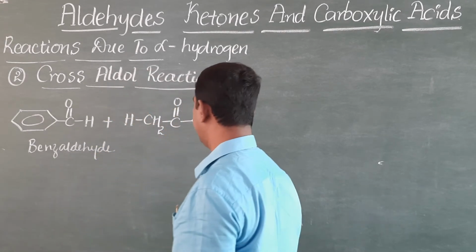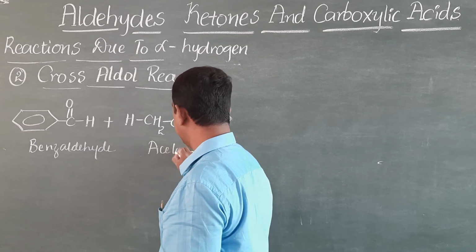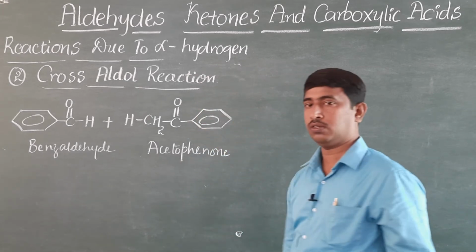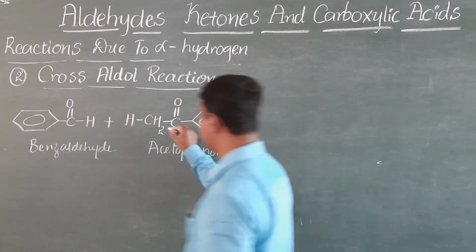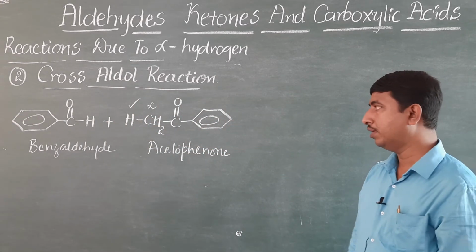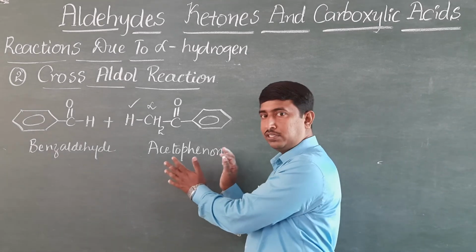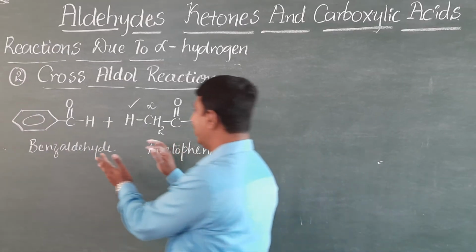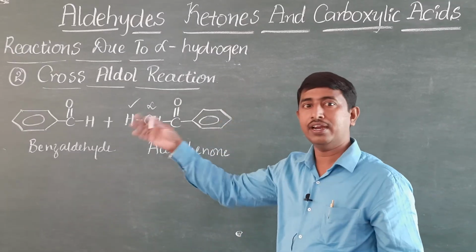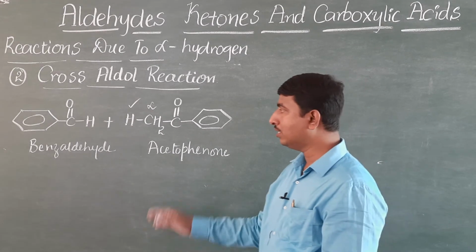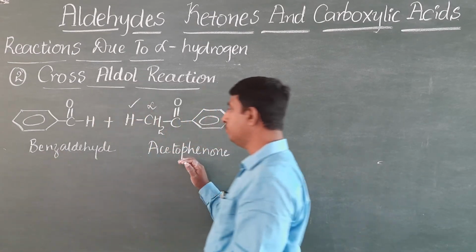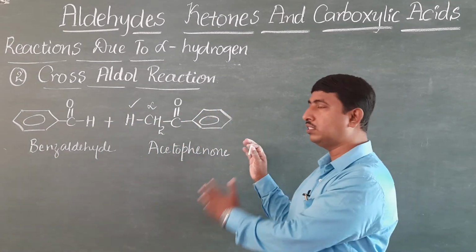This is an aromatic ketone. The name of this ketone is acetophenone, and this acetophenone contains alpha carbon and alpha hydrogen. So the compound which contains alpha hydrogen, we have to write in the second position. The compound which does not contain any alpha hydrogen, we can write in the beginning. So benzaldehyde does not contain any alpha hydrogen, so I wrote it in the beginning itself. Acetophenone contains alpha hydrogen, so I wrote it in the second position.